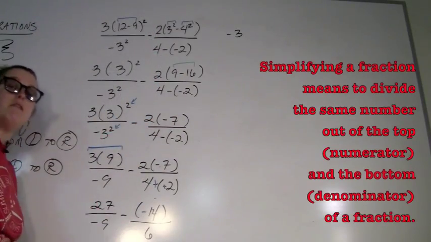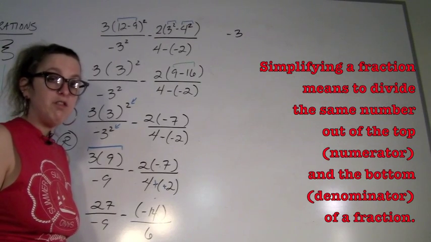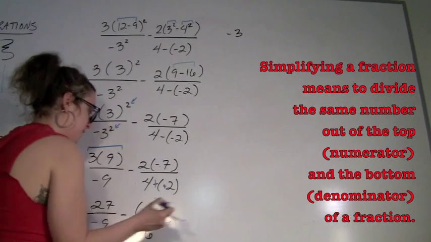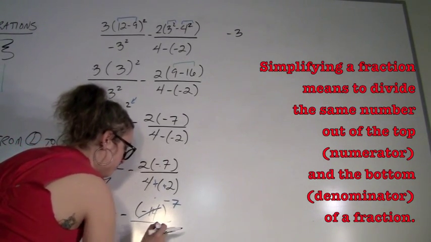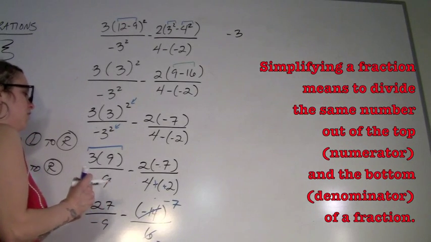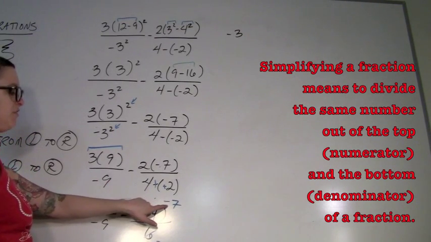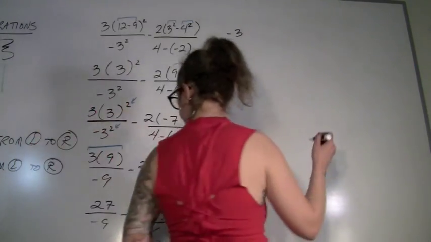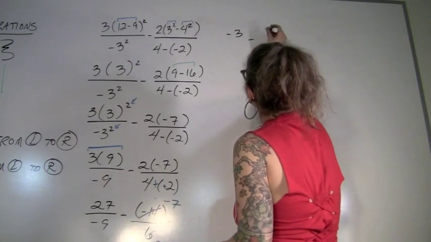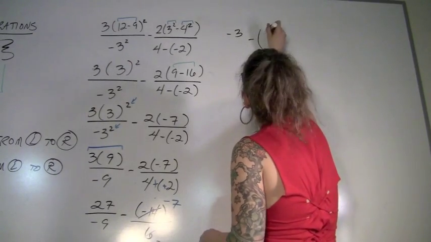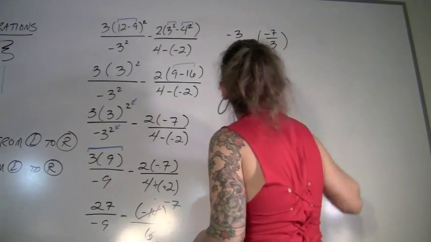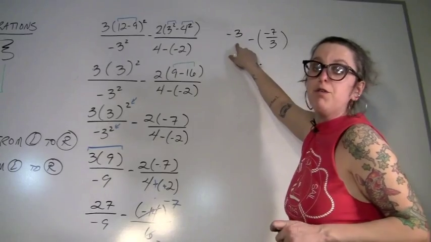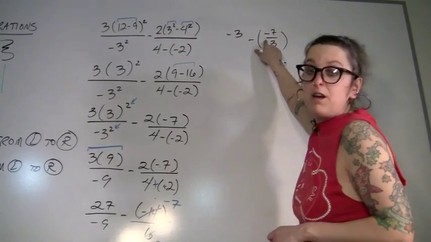This one, I got a 14 and a 6. Both of those can have a 2 divided out of them, so I'm going to divide a 2 out of the numerator and the denominator. Negative 14 divided by 2 is negative 7. 6 divided by 2 is 3. Okay, this is super awkward looking. I got a negative 3, take away a negative 7/3.